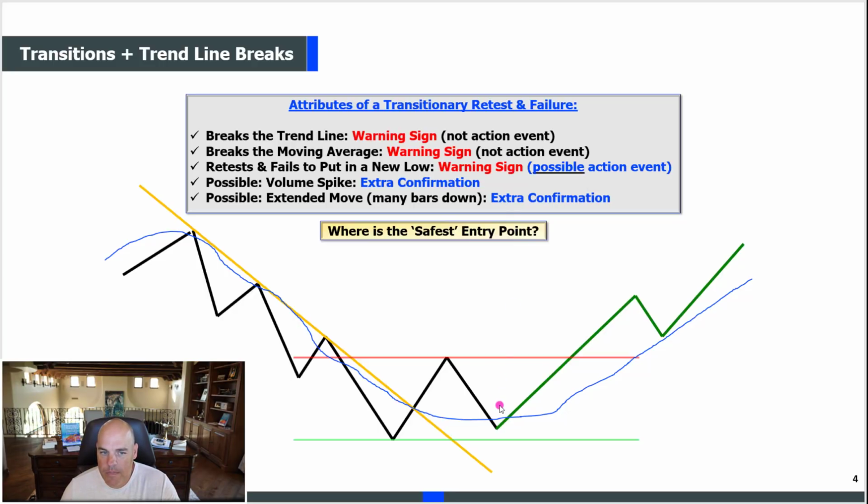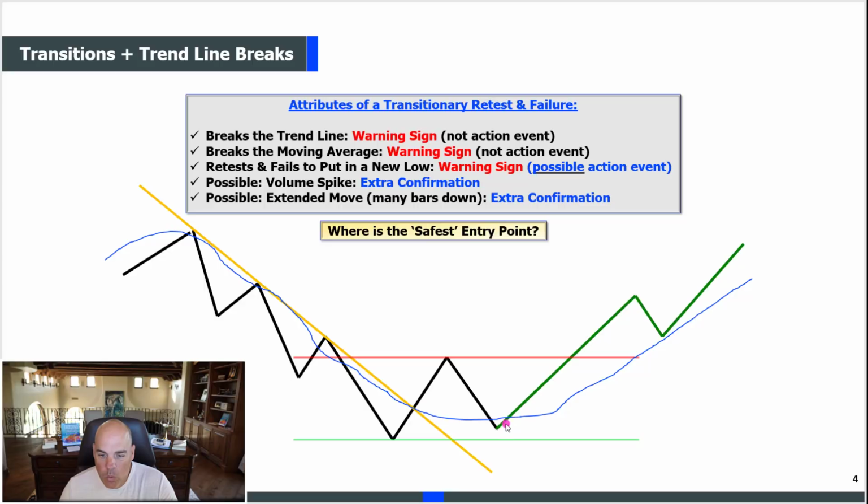Then what happens? Possible volume spike, which is not on the chart, extra confirmation. Possible extended move, many bars down, extra confirmation. Right? What I'm saying is the context matters. Taking something in a bubble or out of context doesn't do us any good. So I want to know, what does the bigger picture look like here? Is this stock down like 27 days in a row? Is this stock gone from $100 down to $20 and then it breaks the trend line and then it has a big volume spike and then it has a higher low, right? So all of those things put together are going to help us read the chart better, but it's still an aggressive area to buy this chart.